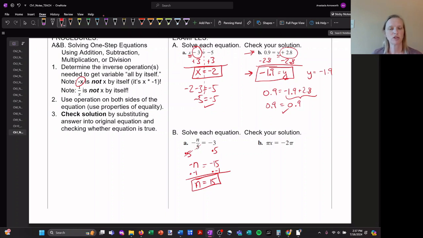Once again, always a good idea to check your math. Plug 15 in where the n was. We've got negative 15 divided by 5 equals negative 3. And if you check that out on your calculator, it does give you a true statement.